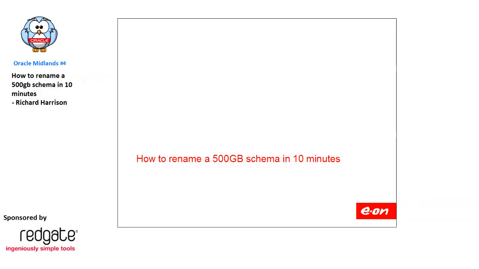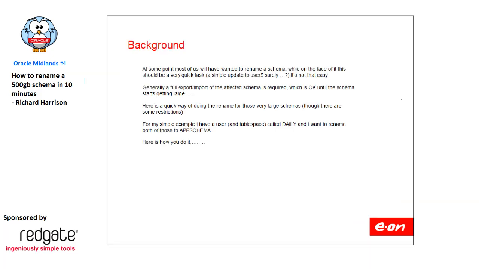So what I'm going to talk about is how to rename a very large schema in a very short space of time. I still can't believe that after this many years of using Oracle there is still no rename schema command. I can't understand why they've not brought it in. You'd think it's just a simple metadata update. Surely everything should just be referencing the user ID, so all you need to update is the name column in user dollar, but no, that feature's not available.